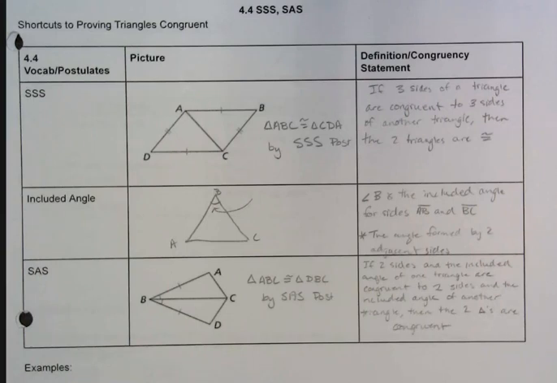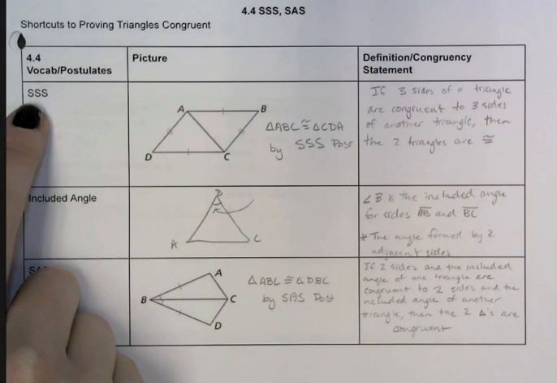Hi class, in this video I'm going to talk about two shortcuts for proving triangles are congruent. This is kind of a follow-up to how we had to use the definition of congruent triangles to prove triangles were congruent, which meant we had to show that every corresponding angle was congruent and every corresponding side. That's kind of a long process, so we actually have some shortcuts that work out for us. The first two we're going to look at in this video are called side, side, side, and side, angle, side.